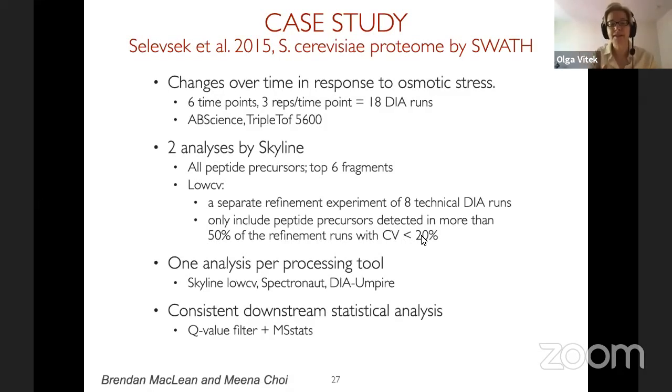And so then we had two analyses. One is to analyze everything that we see, and the other is to only analyze fragments which have good properties. Essentially, this was an attempt to bring the analysis more into a targeted workflow as opposed to a global discovery workflow. We looked at this with Skyline in these two ways, and then the data were also analyzed with Spectronaut and DIA-NN. For everything else, we had the Q value filter and the MSstats workflow after that.